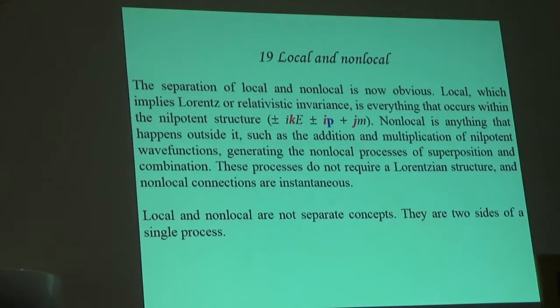And for example, when you've got your Young's slit experiment and you decide to block off one of the holes, you destroy the non-local interference pattern by applying a local potential to it. So you apply something local inside the bracket, which then destroys the non-local thing outside. So that's how you get rid of it.